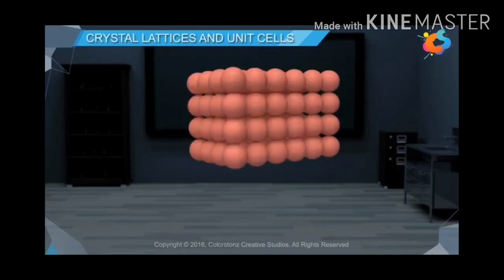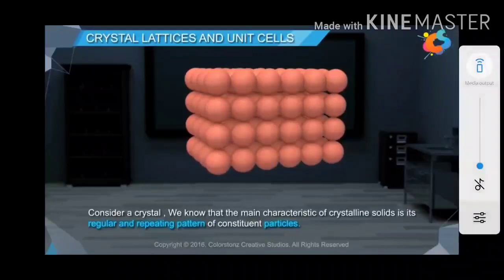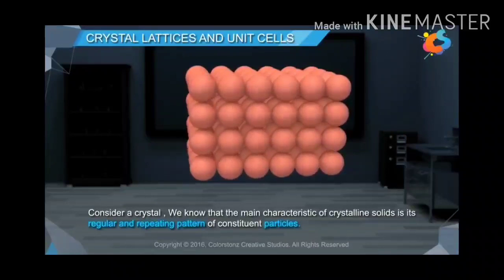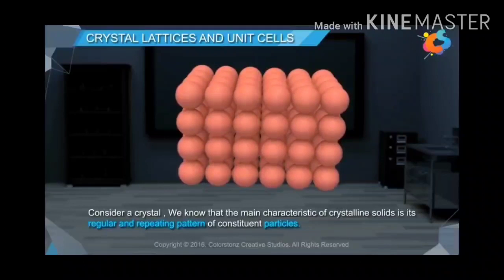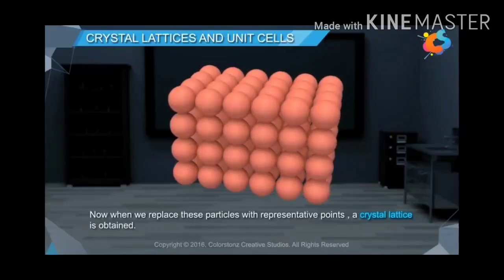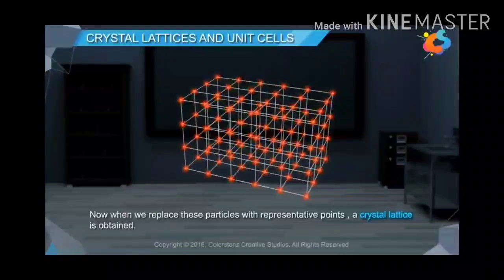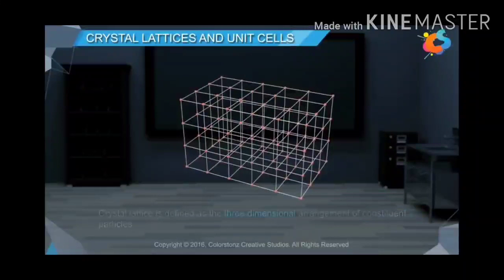Now let us see the unit cell. What is a unit cell? In a crystal structure, we know that the characteristic of a crystalline solid is a regular and repeating pattern of constituent particles. Say this crystalline solid structure, it's a repeating pattern only. Now when we replace them, these particles will represent the points. Here you can see we have converted them into points. This is called crystal lattice.